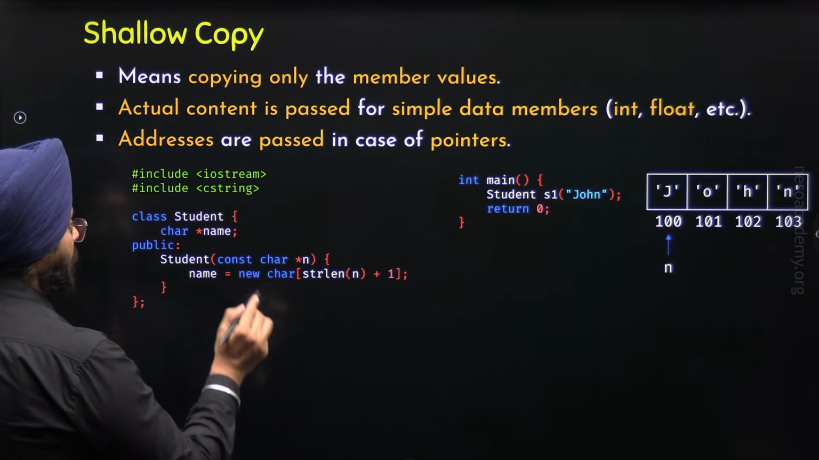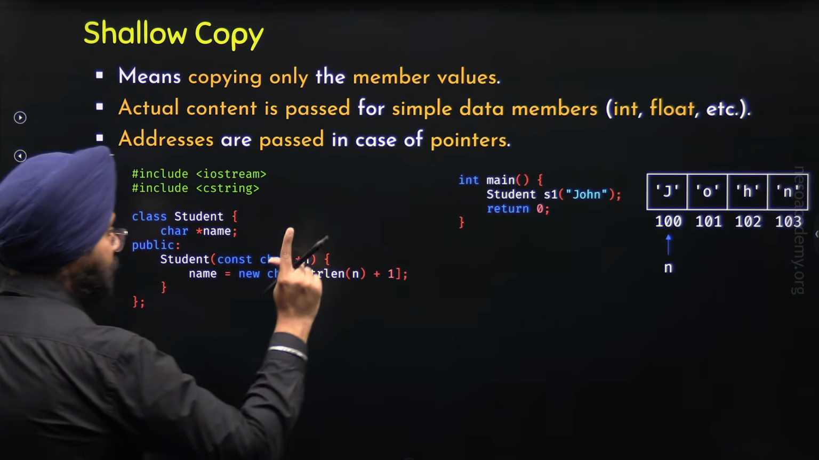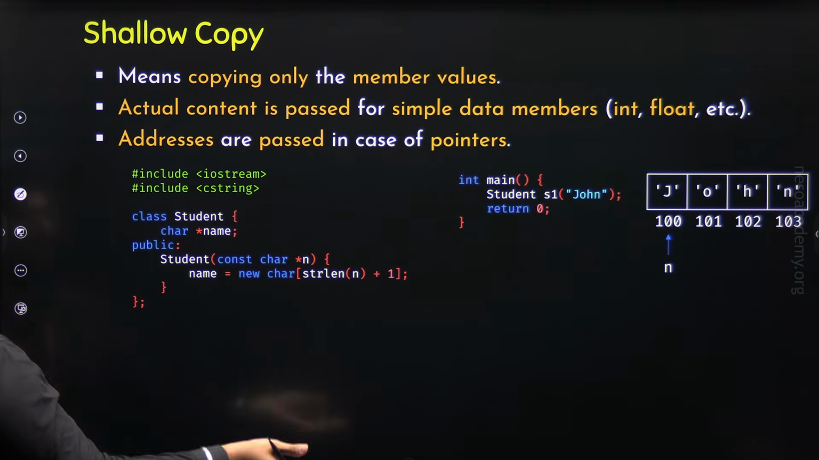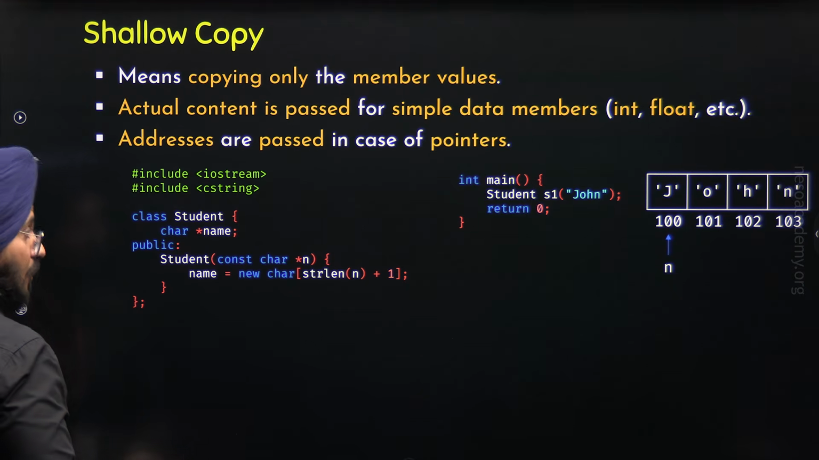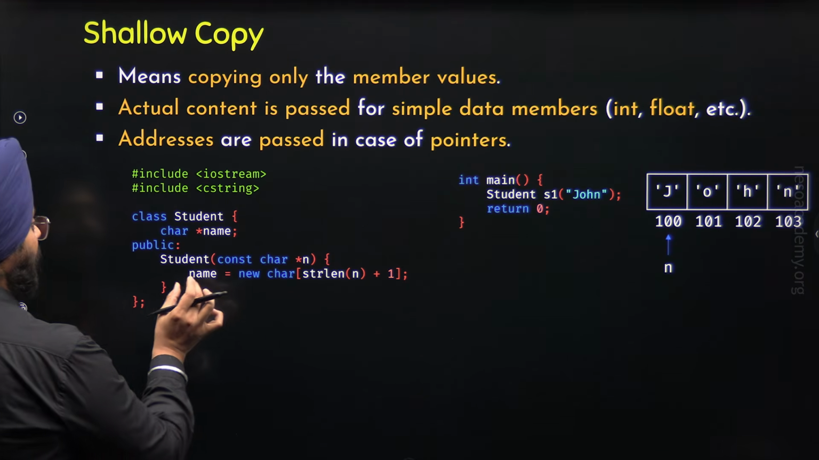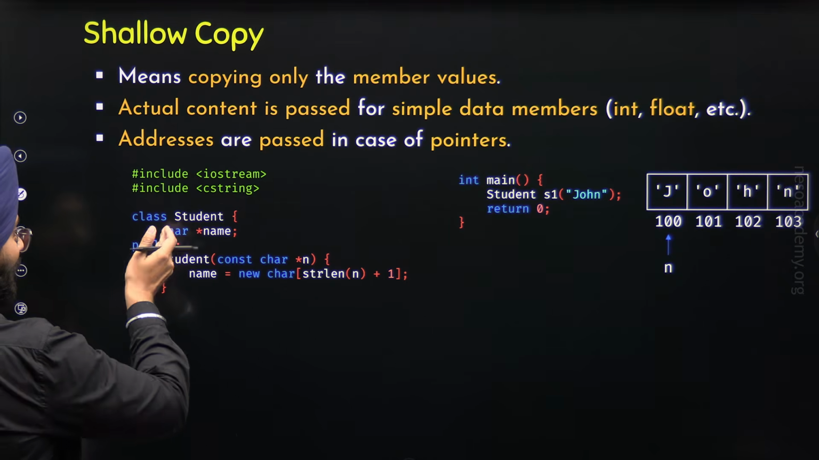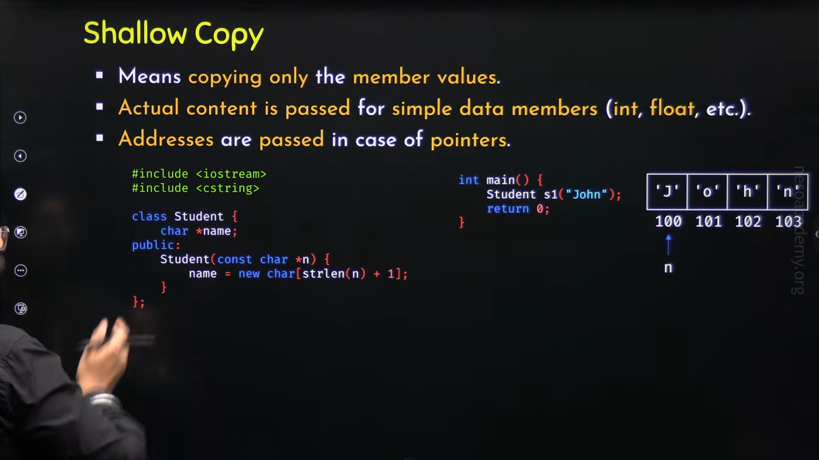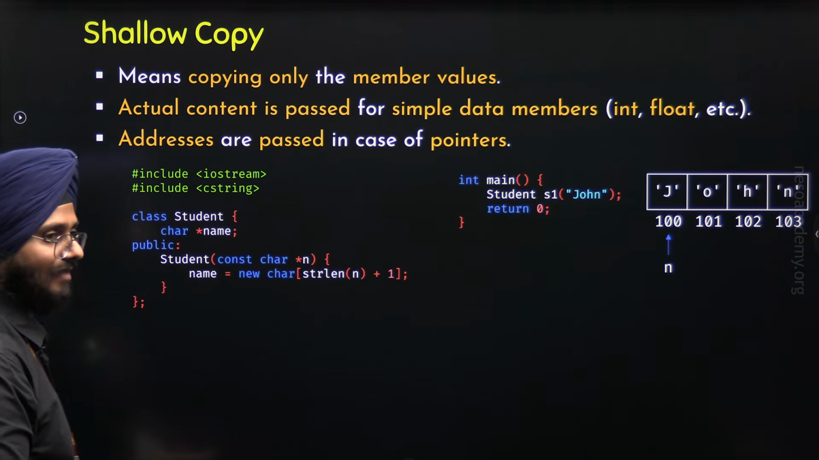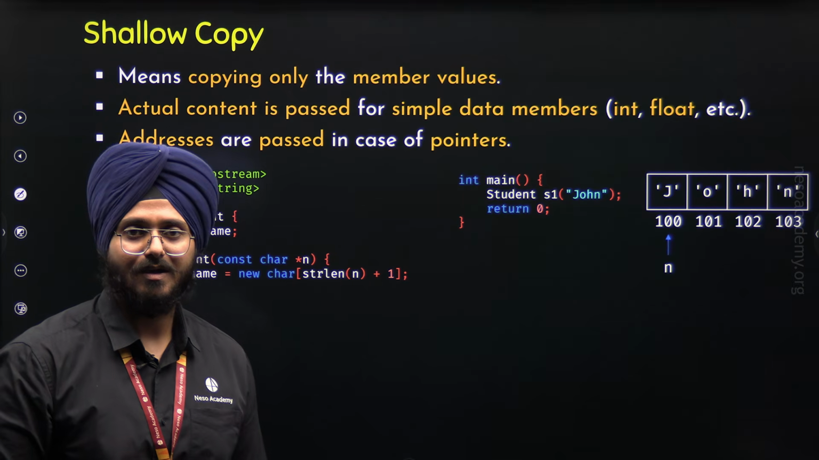We also know with the help of new operator, we will get the address of the first block that we can store inside a character pointer. Here we have this pointer name, which is a character pointer. Therefore, it can hold that address. I hope this is clear to you.